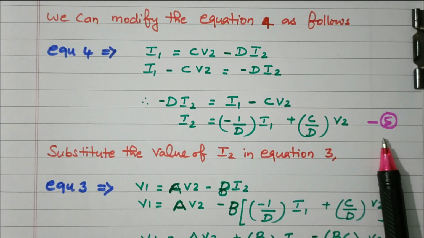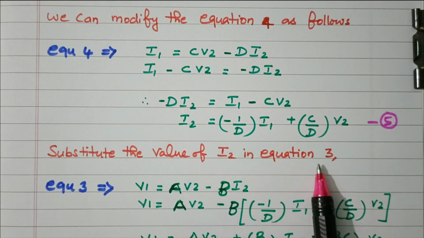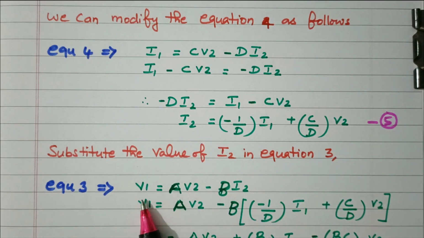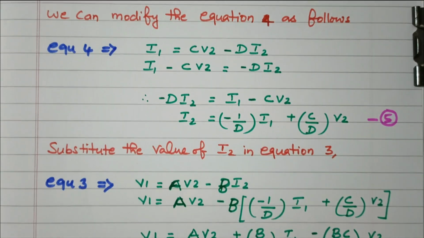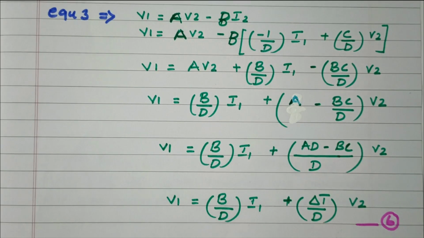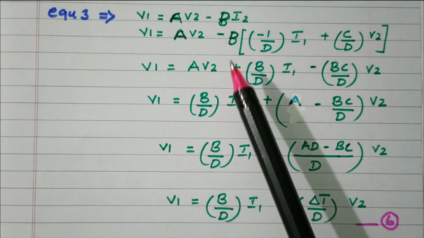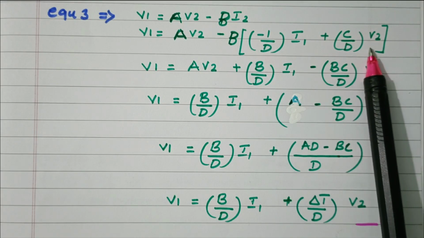We'll take this as equation 5. Now we are going to substitute this I2 value in equation 3. What is equation 3? V1 equal to A V2 minus B I2. So this I2 we are going to replace from equation number 5. Now we'll see how we substitute and how we simplify the expression. So this I2 is replaced by the term from equation 5.